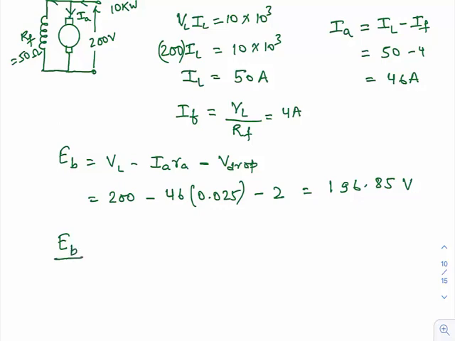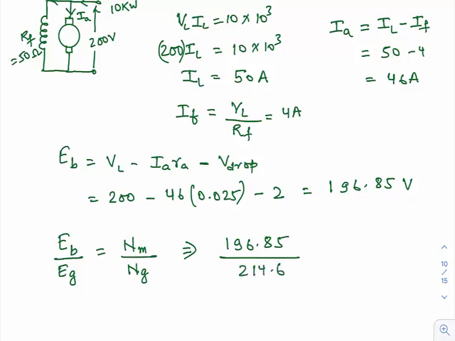So Eb by Eg is equal to Nm by Ng. This is back EMF, so the corresponding speed is motor speed, and this is the developed or generated EMF, so the corresponding speed would be generator speed. I know that Eb is 196.85, Eg is 214.6, Nm you have to find, and the speed of generator is given to you, that is 300 RPM. So the speed of the motor would come out to be 275.18 RPM, right?